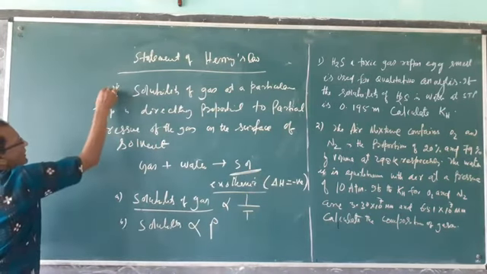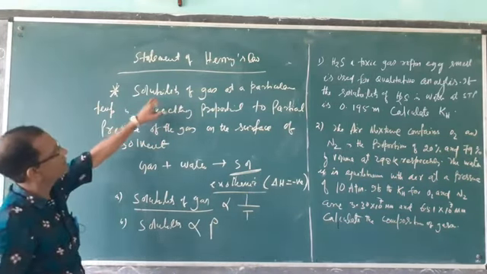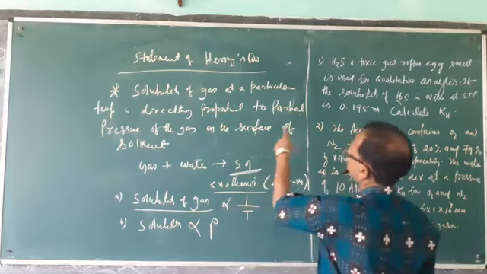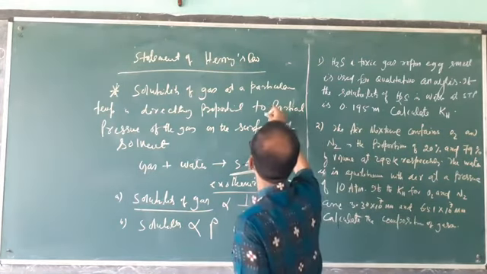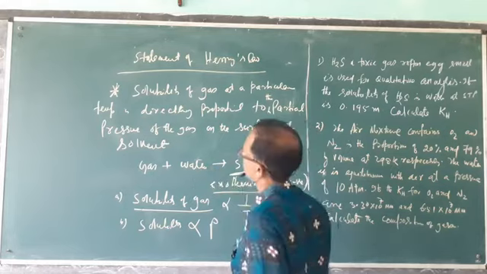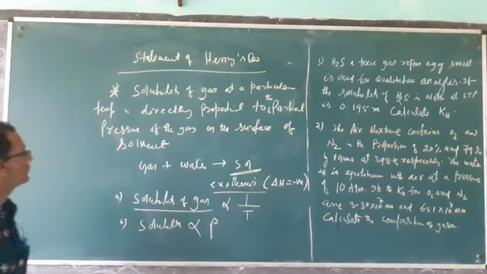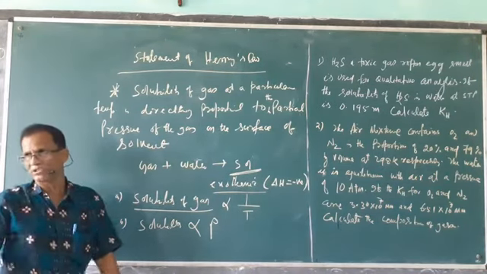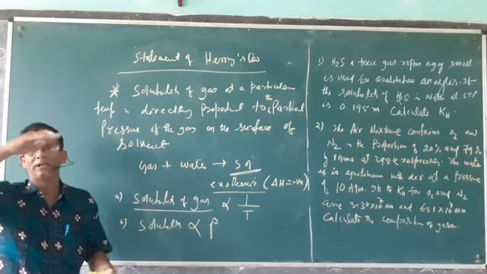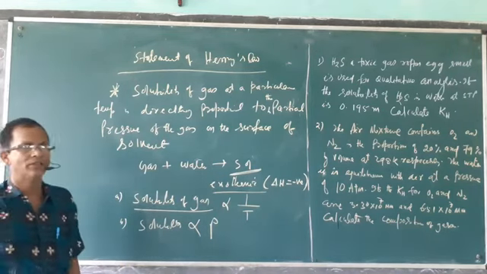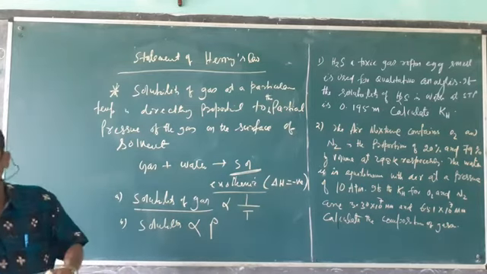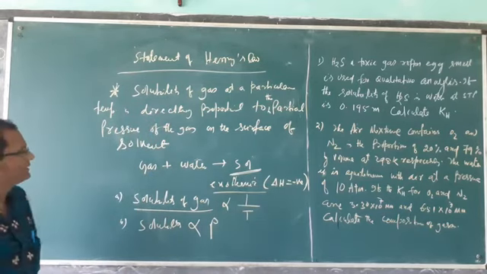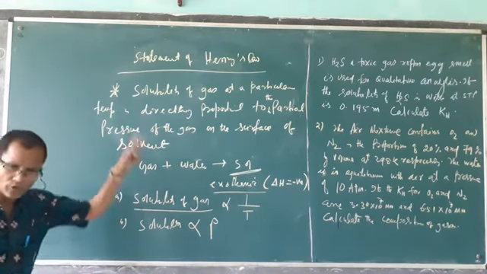Again, you see the statement. What is the statement? Solubility of gas at a particular temperature is directly proportional to the partial pressure of the gas on the surface of the solvent. Already you have seen the diagram. On the surface of the liquid, vapors are available. If the vapor exerts more pressure, which depends upon the volume of the container and the pressure applied from outside, then more gas will be dissolved.